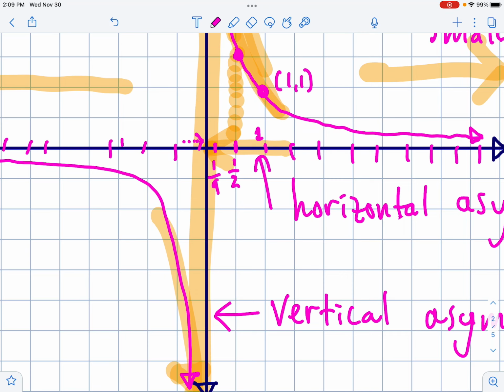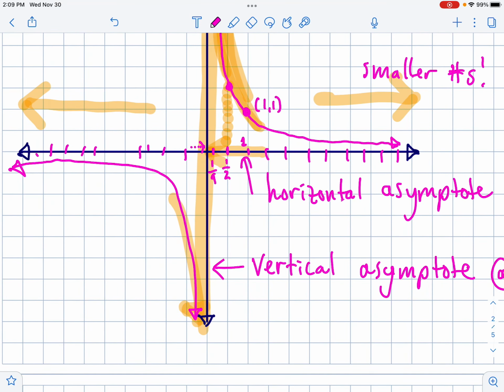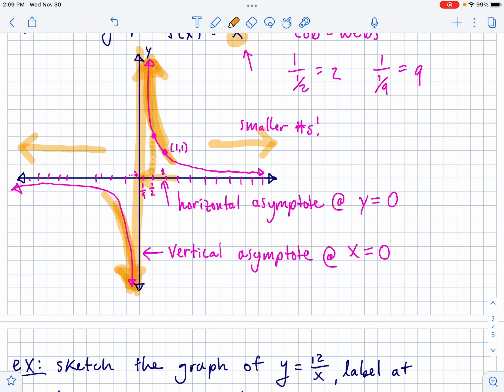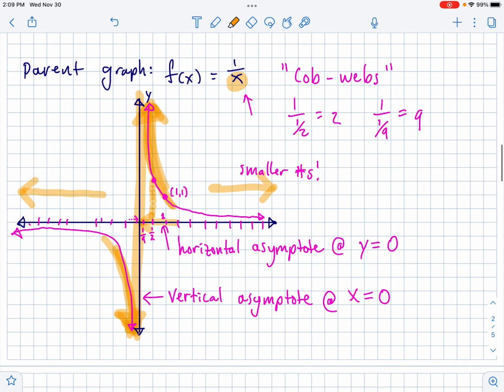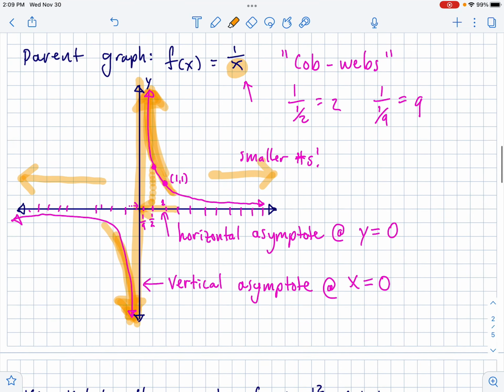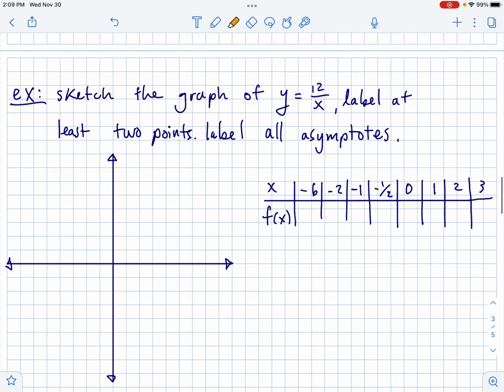Same thing when you approach from the left-hand side. As I get closer and closer this way, those numbers are going to get bigger and bigger. Bigger, that's a word. And more negative because they're negative numbers. So it approaches negative infinity from the left. So it's a vertical asymptote. There's a horizontal asymptote and a vertical asymptote. This happens with every rational function: you have a pair of asymptotes, one vertical, one horizontal.